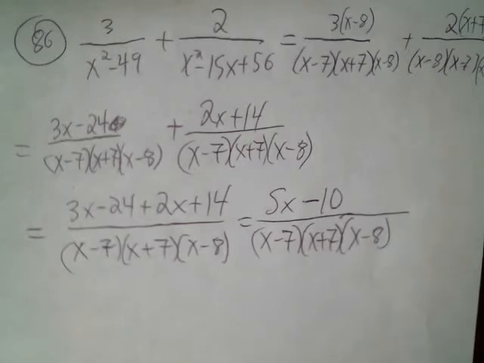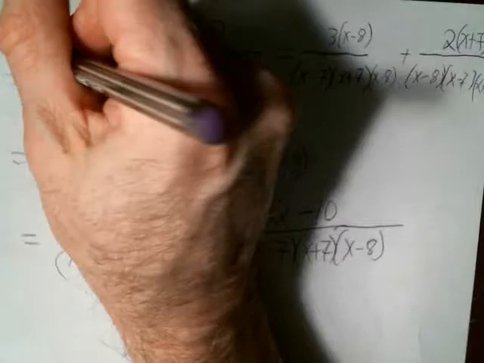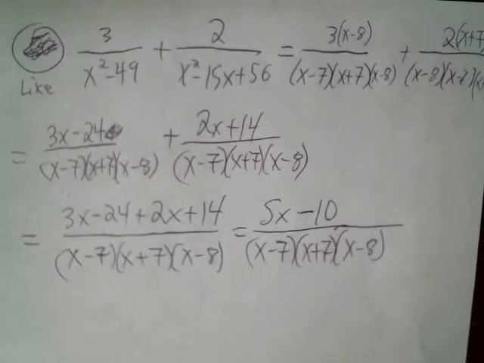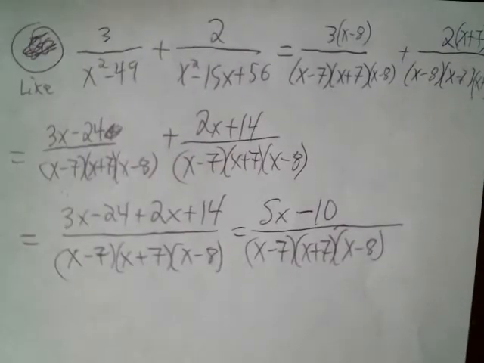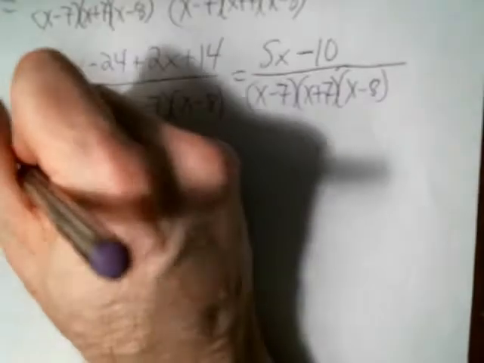And either I made a mistake here or in my notes. Oh, I wrote it down wrong here. I'm sorry. This is not number 86. It's like number 86. Okay, 86 is different because it has three fractions to add. We might as well take a look at it. In my haste, I screwed it up.